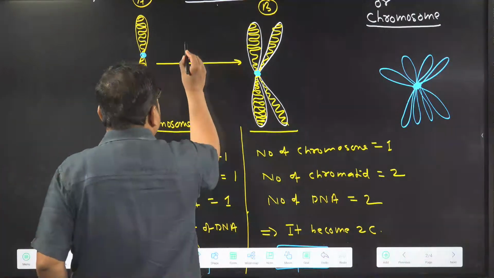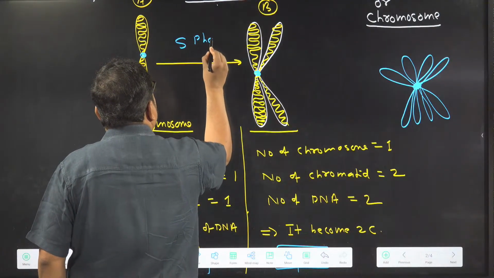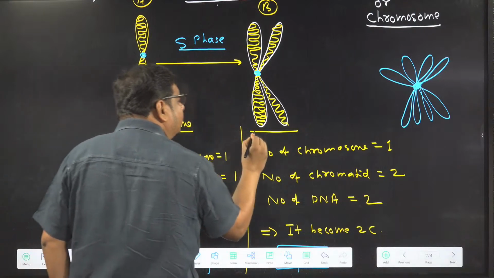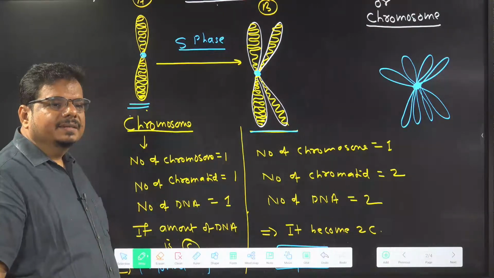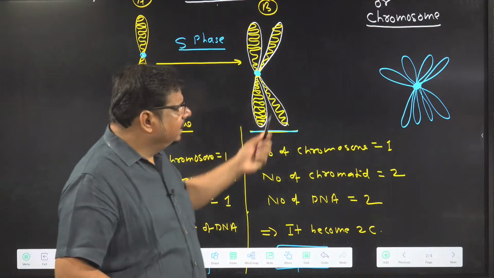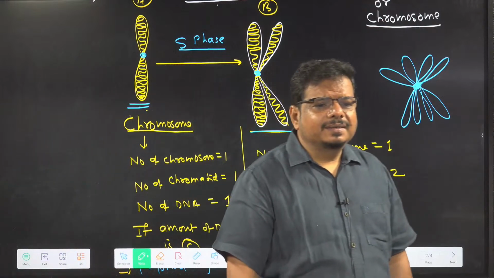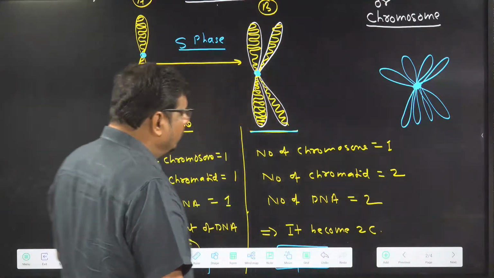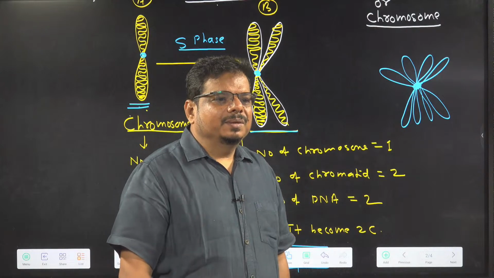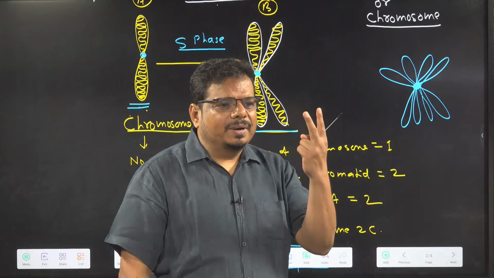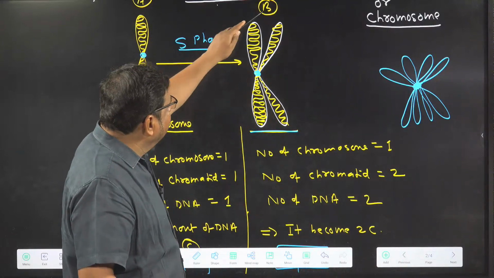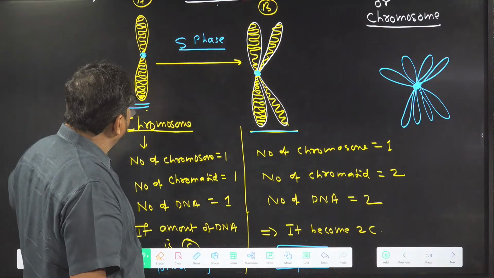And during S phase of the cell cycle, this structure of chromosome is converted into this type. During S phase, monad is converted into which one? Dyad. So when a chromosome has a single chromatid, that condition is called monad. When a chromosome has 2 chromatids, that condition is called dyad. So B is a dyad, A is a monad.